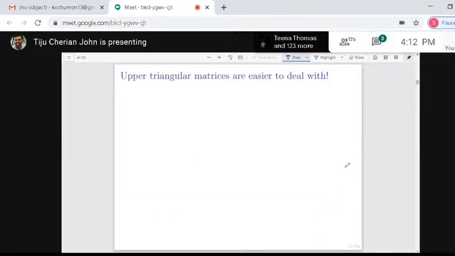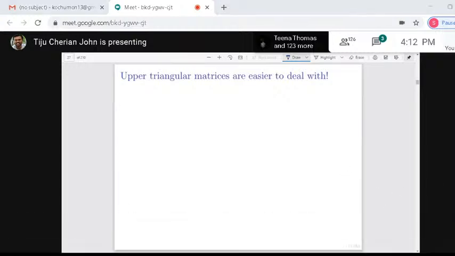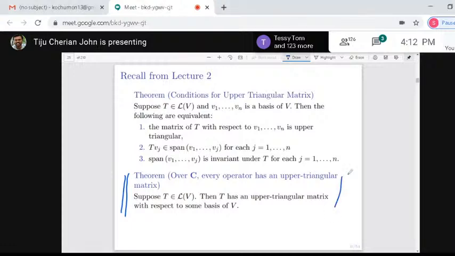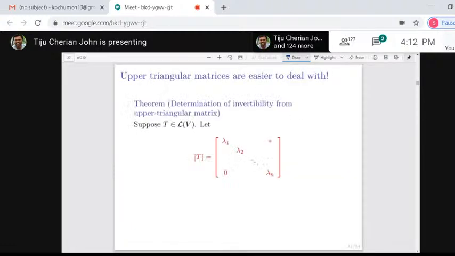Why do you want to deal with upper triangular matrices, or what are the good things about them? What we stopped at earlier is that every operator has an upper triangular matrix with respect to some basis. So what can you infer from them? What do you gain by getting an upper triangular matrix? These are easy to deal with. For example, just by looking at the upper triangular matrix, you can determine whether the operator is invertible or not. The matrix being invertible and the operator being invertible are the same thing.